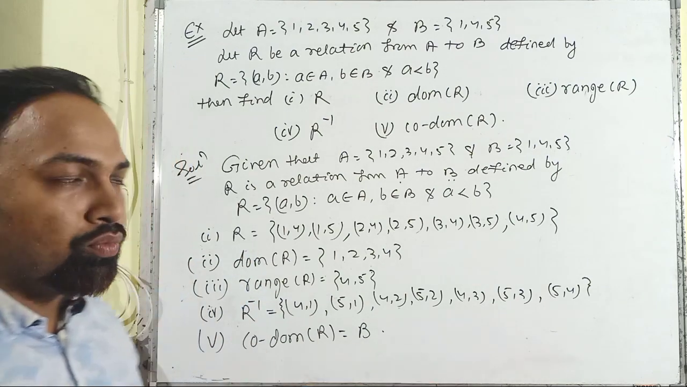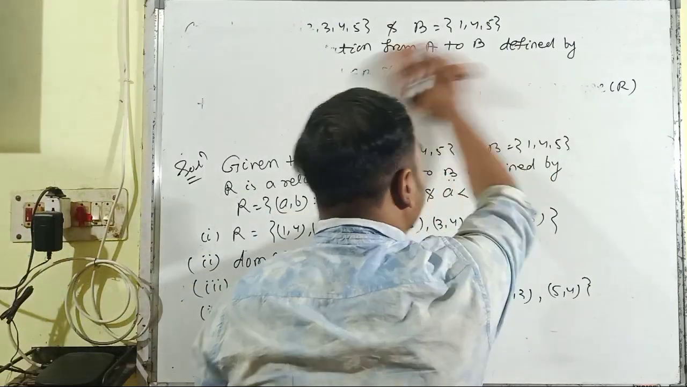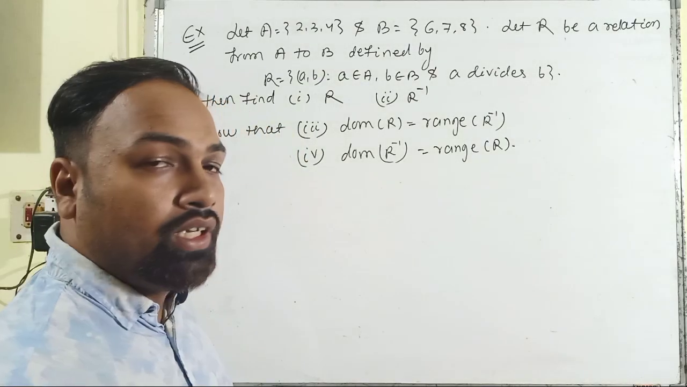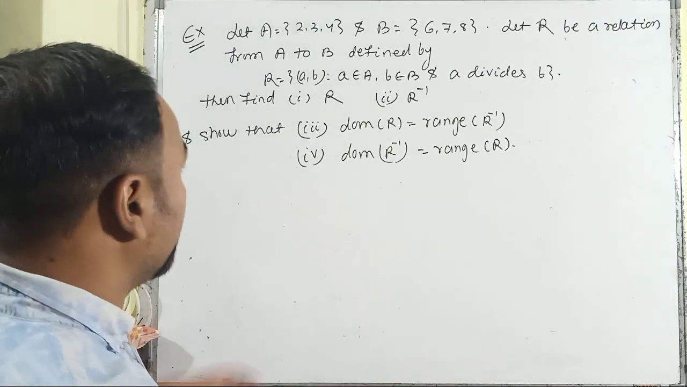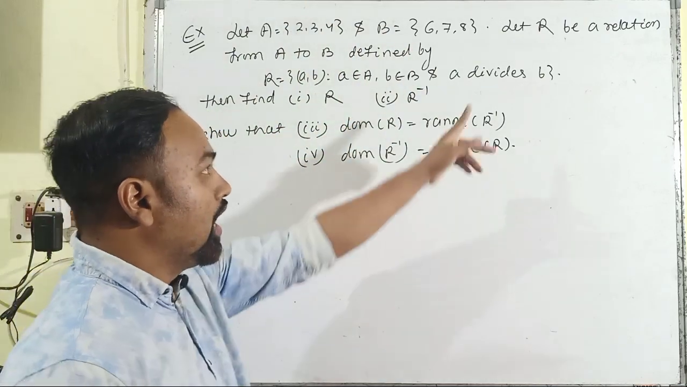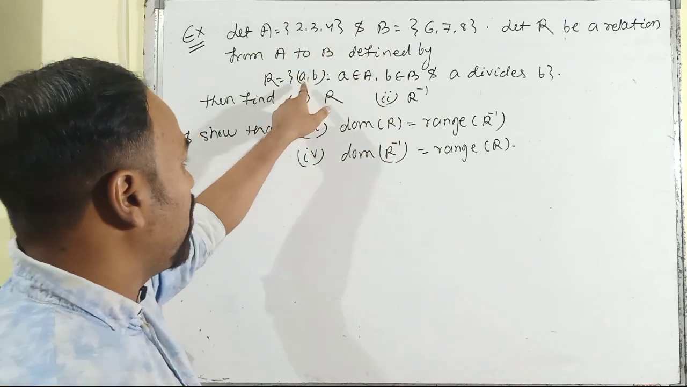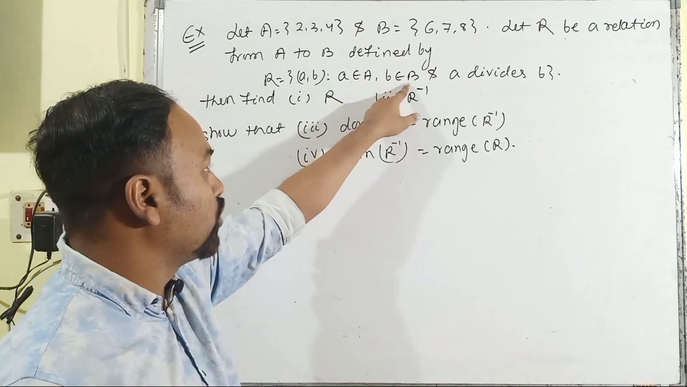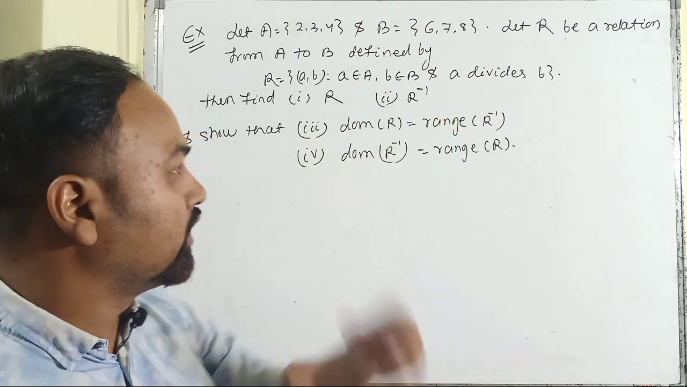Then moving towards the last problem of this current video session. Here is the most important problem of this current video session and also the last problem. Given that the A set is {2, 3, 4} and B set is the set of the elements {6, 7, 8}. R is a relation from the set A to the set B defined by R is equal to the collection of all possible order pairs (a, b) such that small a belongs to capital A, small b belongs to capital B, but the condition is like this: a divides b. That means the first element must divide the second element.